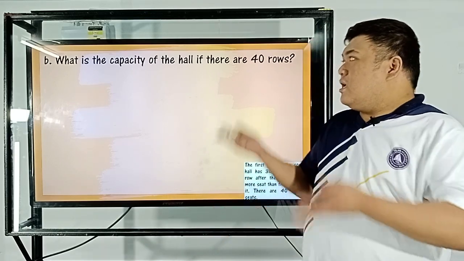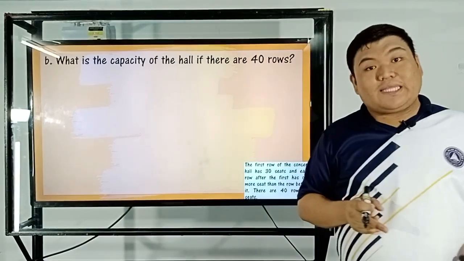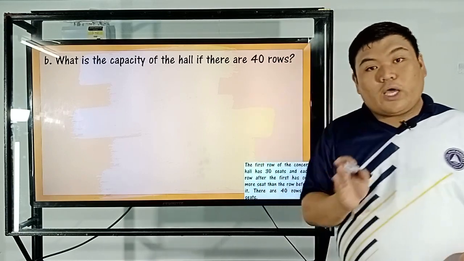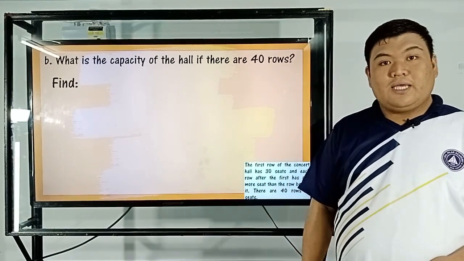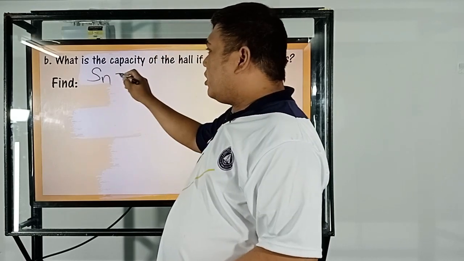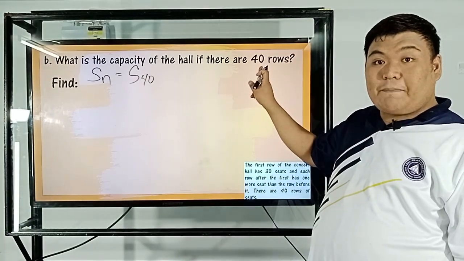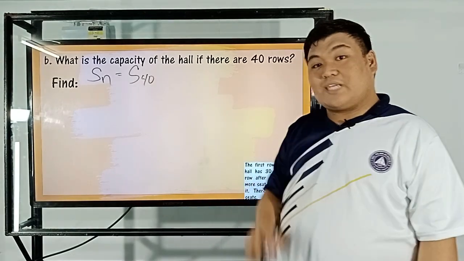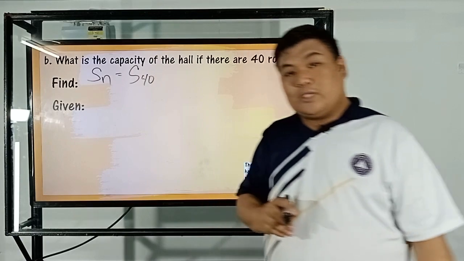Ilan ba daw lahat yung upuan doon sa hall kung meron siyang 40 rows of seats? Since we are looking for the total, so that means, ano yung ilalagay natin sa find? We are looking for S sub n, or we have S sub 40, kasi ilan daw yung total kapag may 40 rows of seats. So again, sum ang hinahanap sa atin. Next, let us now list down the given.